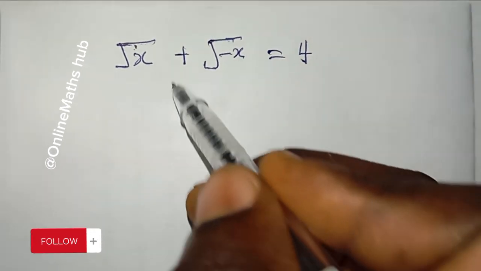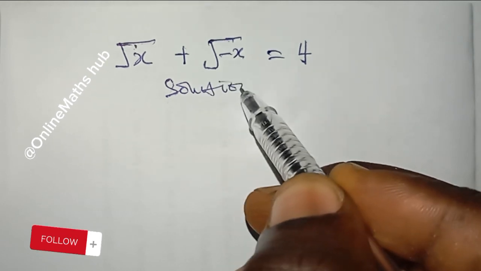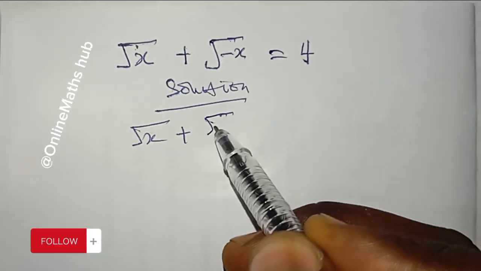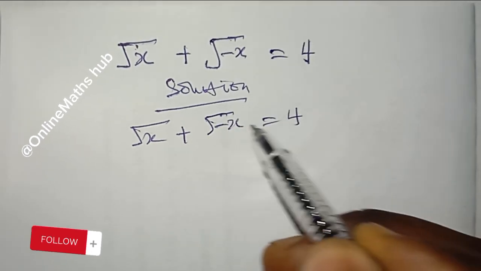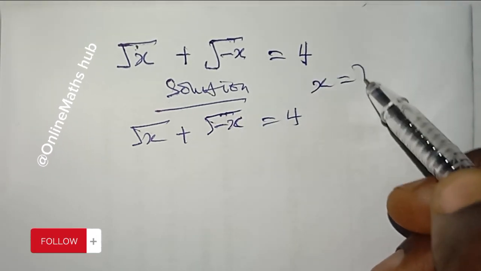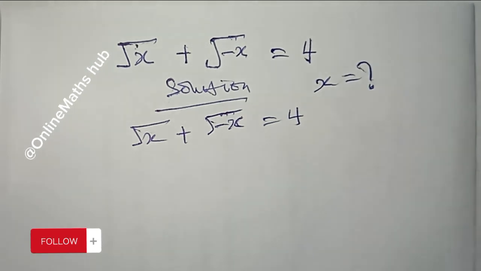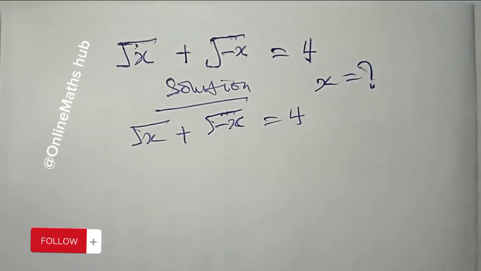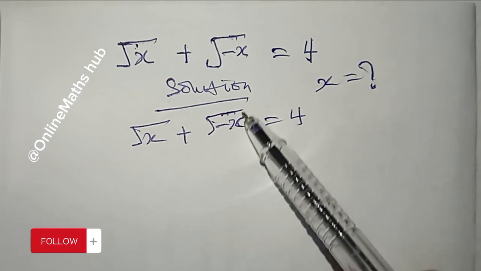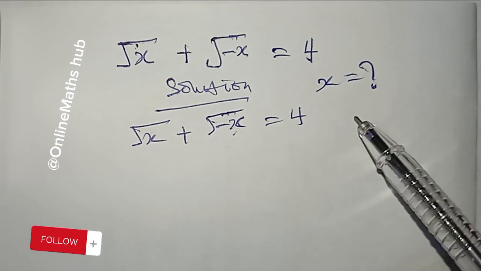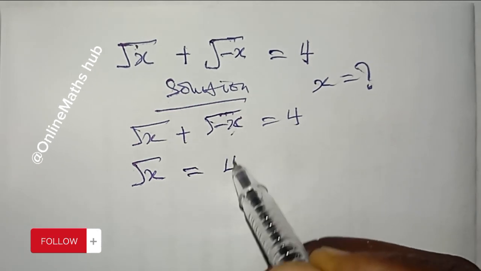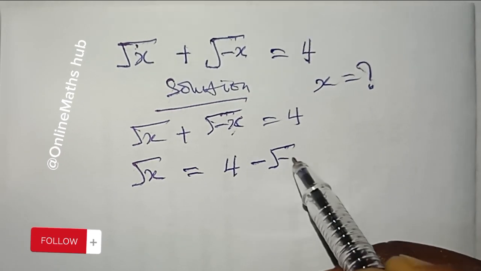Okay, so having said that, I'm going to proceed with the solution to this problem. What we have here is root x plus root negative x is equal to 4. We're going to be finding what value of x makes this equation hold. So how are we going to go about solving it? We're going to do it together. The first thing I want to do is take this root negative x to the right hand side, and then I'm going to have root x is now equal to 4 minus root negative x.